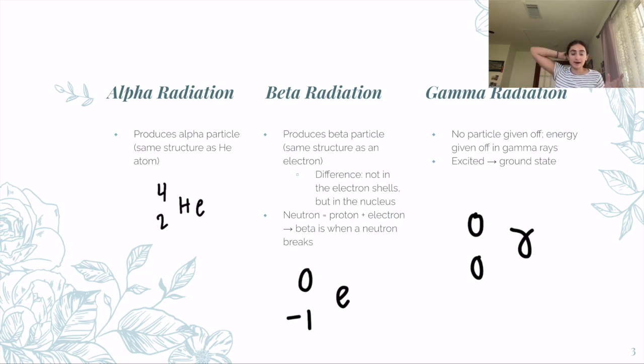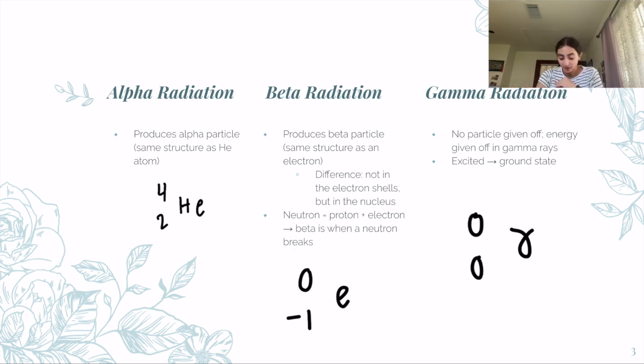Okay, so I wanted to go over the three kinds of radiation, alpha, beta, and gamma radiation, and explain what kind of particles they all produce, and then we're going to get into their strengths. So first we have alpha radiation, which produces alpha particles. So an alpha particle has the same structure as a helium atom. So we represent it with a nuclide symbol of helium, which has an atomic mass of 4 and 2 protons, and then the symbol for helium is He.